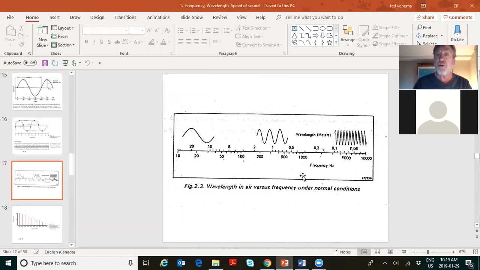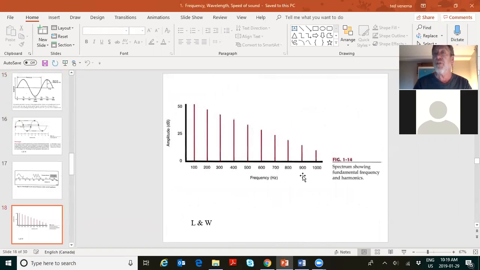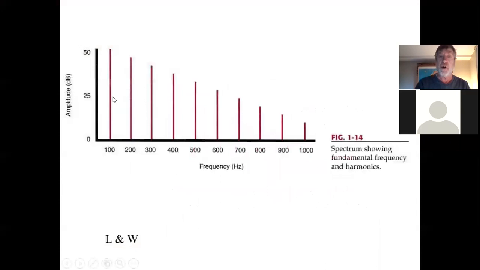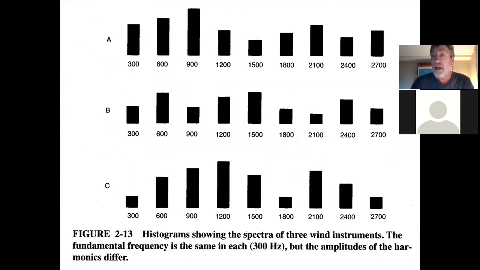A spectrum is different. A spectrum is showing you frequency on the horizontal axis and amplitude again on the vertical. And in this particular picture, you're looking at a spectrum of a whole bunch of sounds. It's got 100 hertz in it, 200, 300, 400. And you can see that the amplitude gets softer and softer as the frequency increases. It doesn't have to. It certainly doesn't have to.